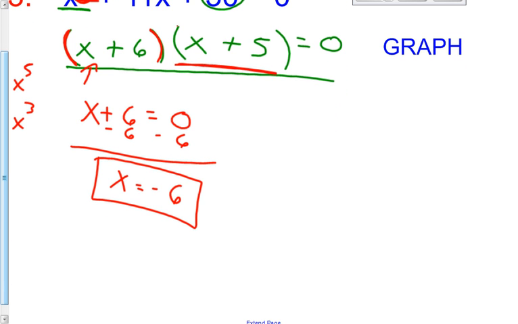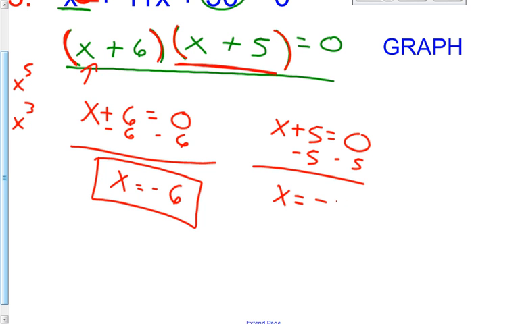The other one, if this equals 0, then 0 times anything is 0. So we want to find when does x plus 5 equal 0? Well, if we subtract 5 from both sides, we get x equals a negative 5. These are your two answers, class, and at this moment you can move on to the next one.